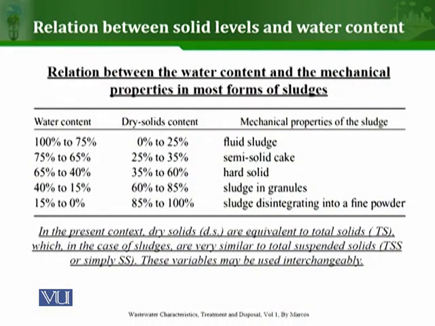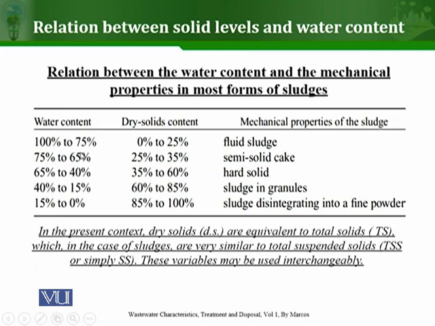This table shows the relationship between the water content and the mechanical properties in most forms of sludges. You can see here this column shows the water content, this column shows the dry solid content, and this column shows the mechanical properties of the sludge. You will see that depending on the water content of sludge, its mechanical properties change. For example, if the water content is 100% to 75%, the mechanical properties of the sludge will be almost fluid.